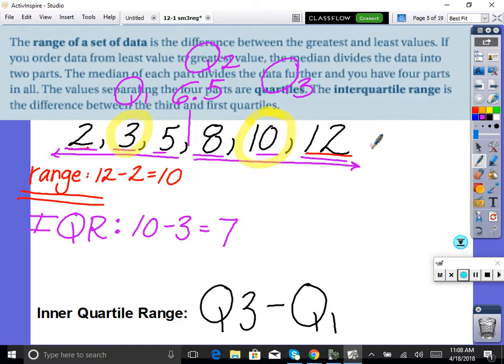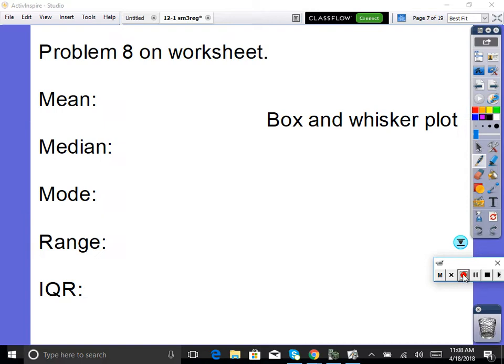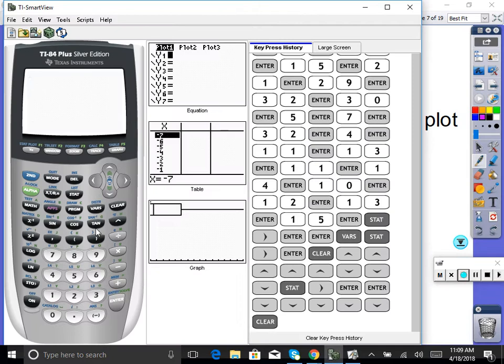However, our calculator will do it for us. Hey, if I asked you to find the mean, median, mode, range, interquartile range, I have confidence you could do it by hand. However, let's just use our calculator. That's why now I am showing you how to use your calculator. So here we go. Pull up your calculator, everybody. Go to problem 8 on the worksheet. Now, this is statistics, so I'm now going to teach you how to just do it in your calculator.